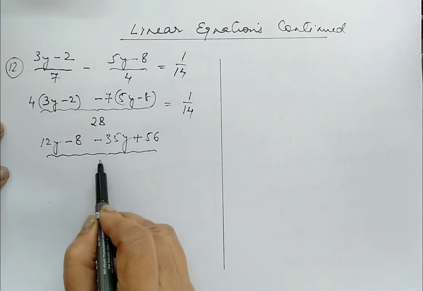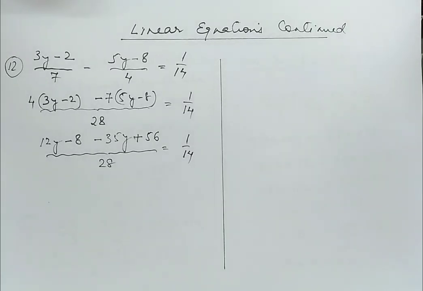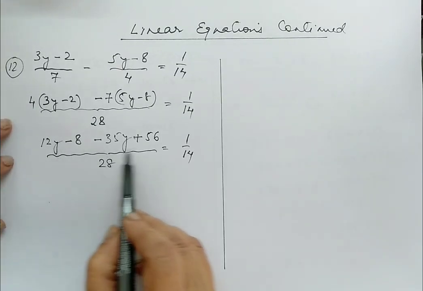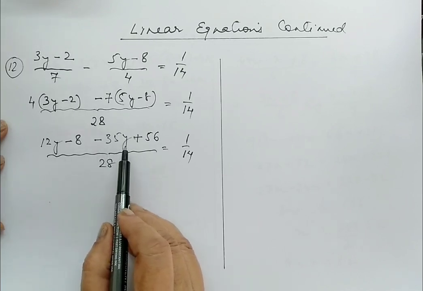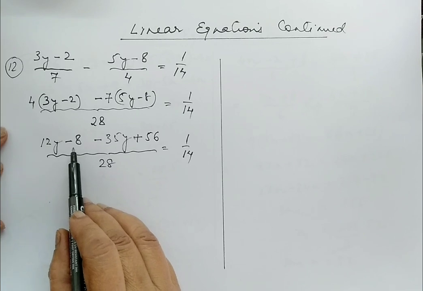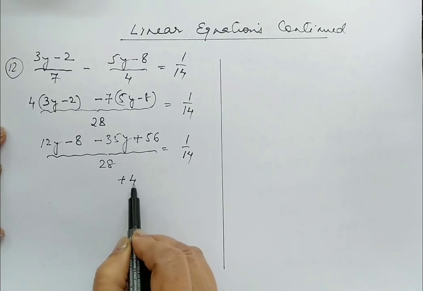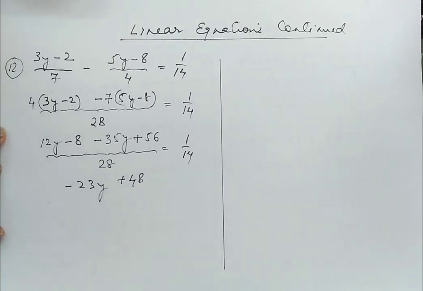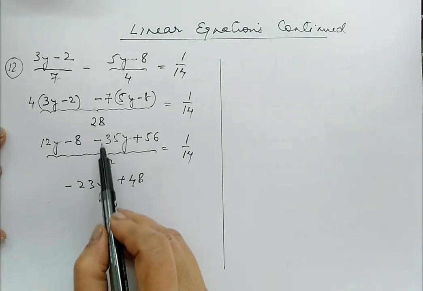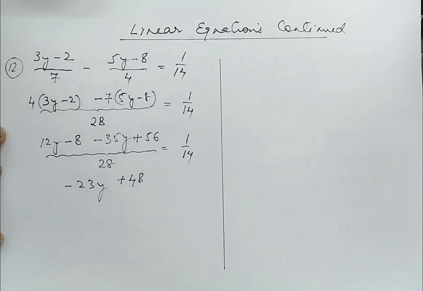We can't do away with 28 already. This will take some time. Why? Because we need to make this smaller. We have two like terms, 12i and 35i, and also like terms here, the numbers minus 8 and plus 56. So to solve this, we have a plus 48, alright, and to solve this, we have a minus 23y, correct? Why minus 23y, guys? Because we take the sign of the bigger number, and minus plus is minus, so 35 minus 12 is 23y.